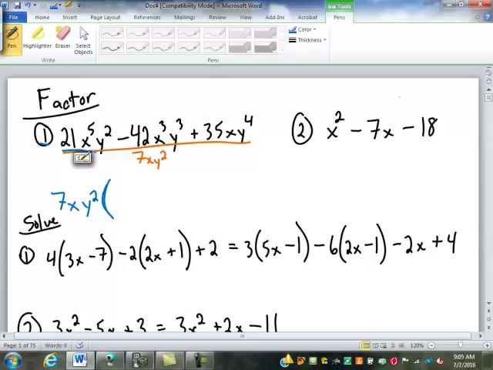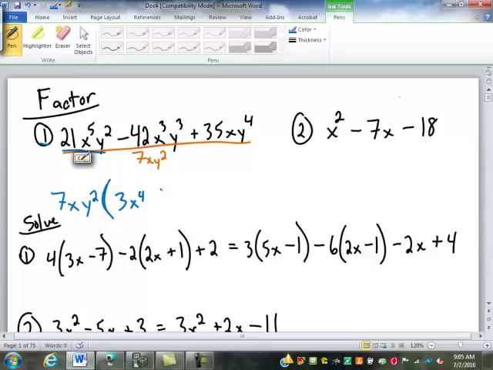So we have the 21x to the 5th y squared divided by the 7xy squared. What's that give us? 21 divided by 7 is 3. X to the 5th divided by x is x to the 4th. Y squared divided by y squared will cancel out. So there's nothing there. Then what's next?